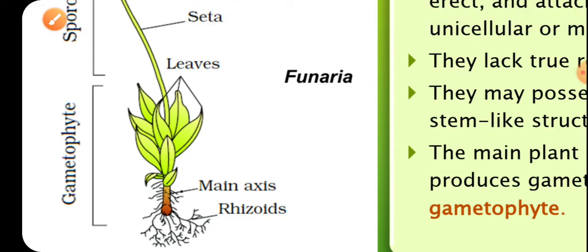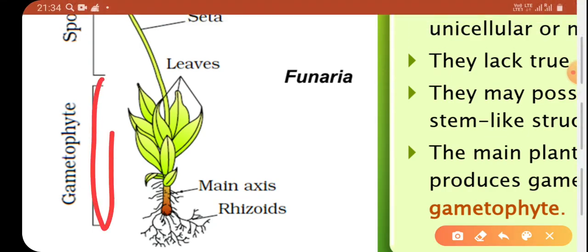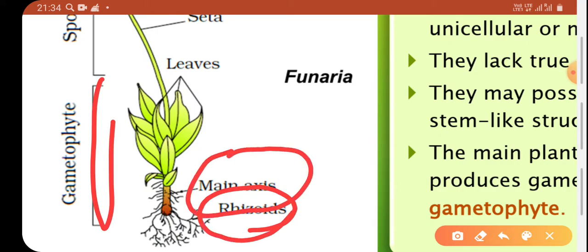Now this is the gametophyte. Rhizoid, this is rhizoid, this is main axis. The structure is like the root. This is like a leaf but not a proper leaf.